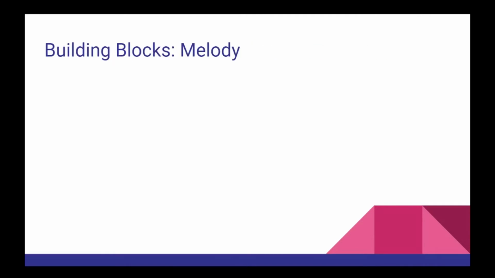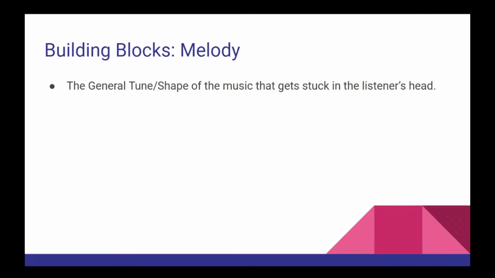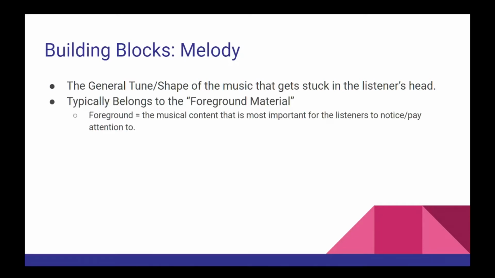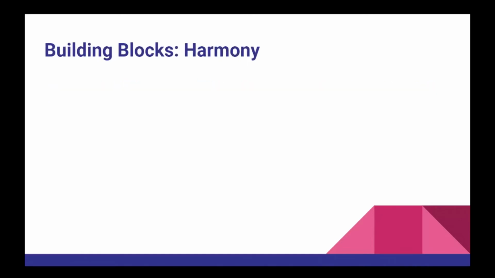Now, melody is pretty self-explanatory. It's the general tune or shape of the music that gets stuck in the listener's head. As such, it's typically what we like to call foreground material, or the musical content that is most important for the listeners to notice. Harmony is a little bit broader.